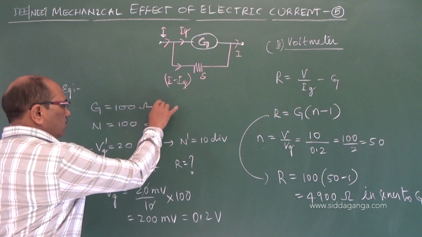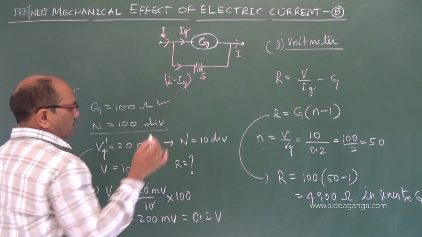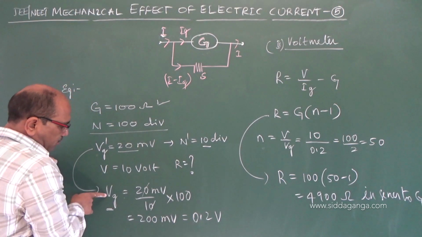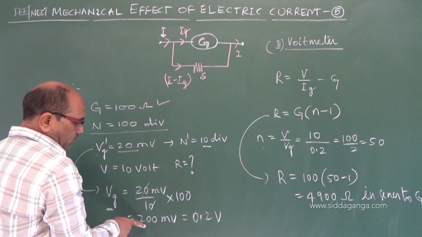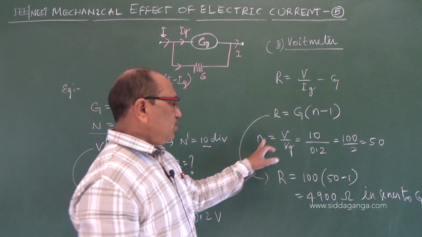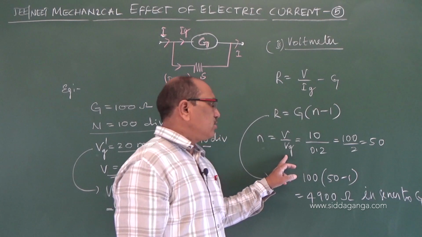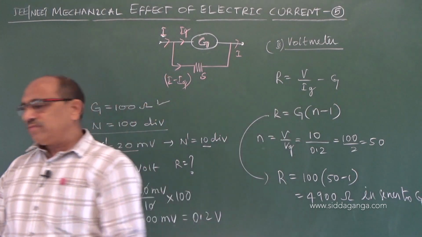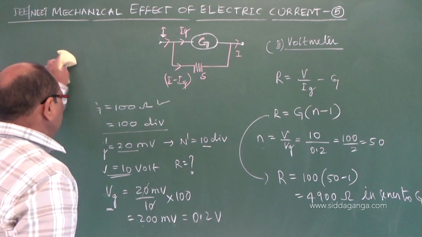I hope you are given the G value here. 100 divisions are there, 20 millivolt for 10 divisions. Therefore, the maximum deflection voltage is 200 millivolt or 0.2 volt. The range is 10 volt. Find the range ratio, the new voltage range to the old. G into N minus 1 is the most suitable compared to this to get the answer. Coming to the next one.